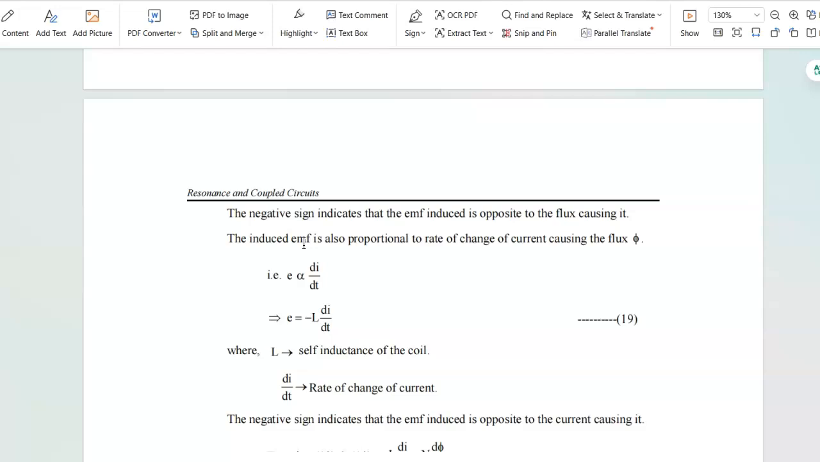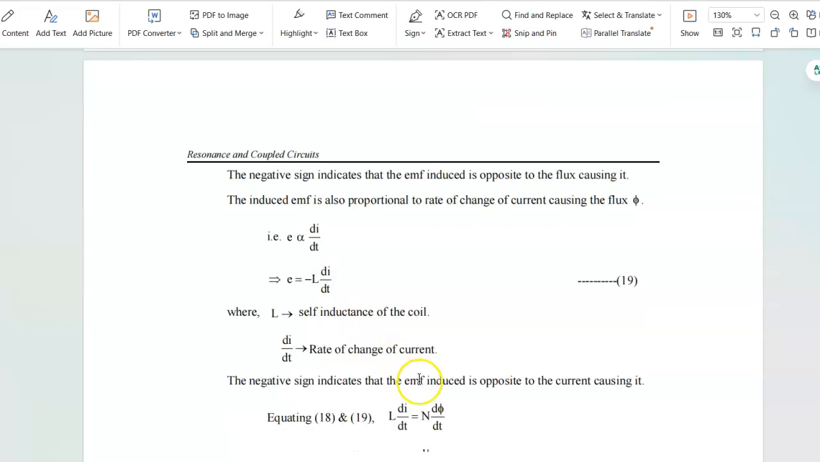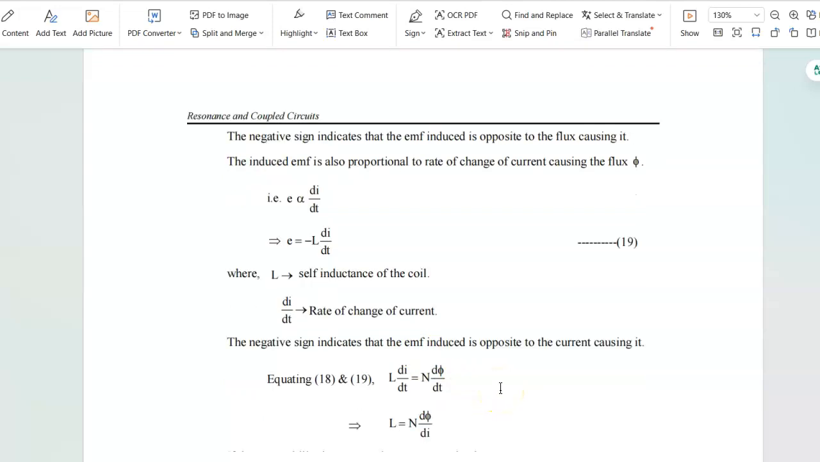And from this we can write what self-inductance is. The negative sign indicates that the EMF induced is opposite to the flow of flux causing it. This is Lenz's law. The induced EMF is also proportional to the rate of change of current causing the flux phi. That is, E is directly proportional to di by dt and a proportionality constant L is added here. This L is called the self-inductance of the coil. Here also the negative sign indicates that the EMF induced is opposite to the current causing it.